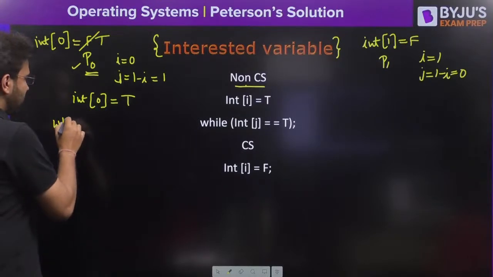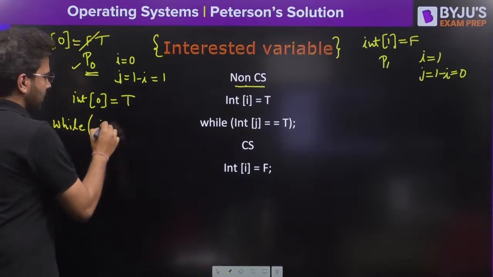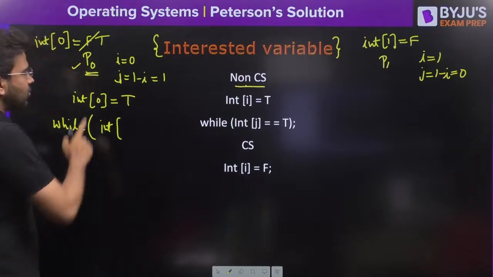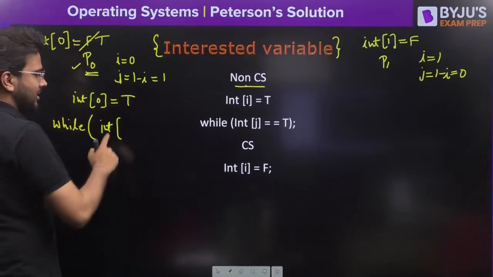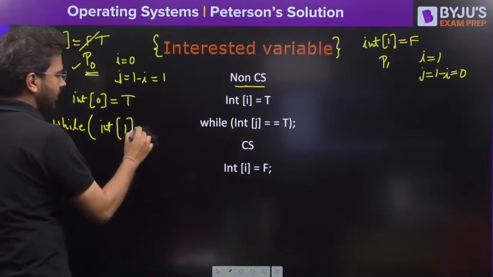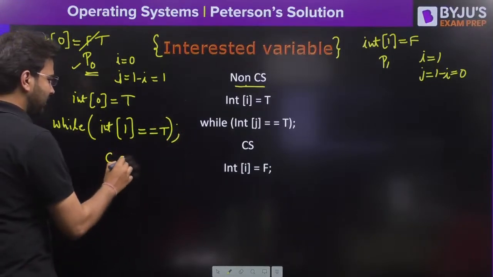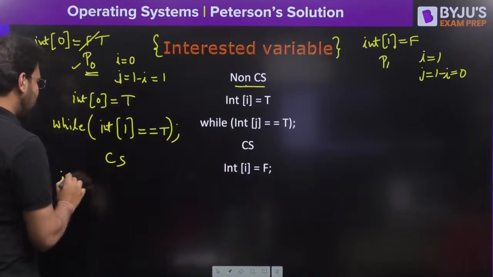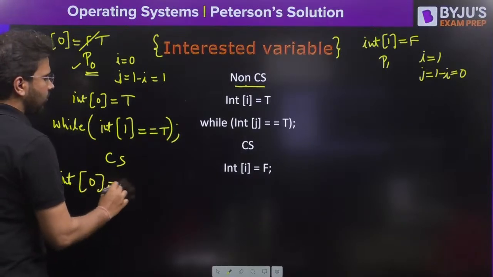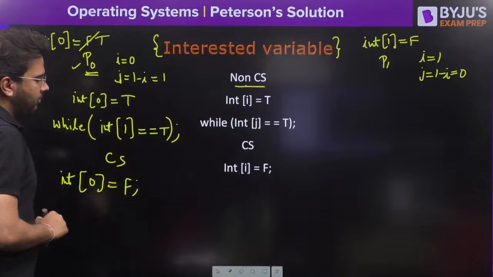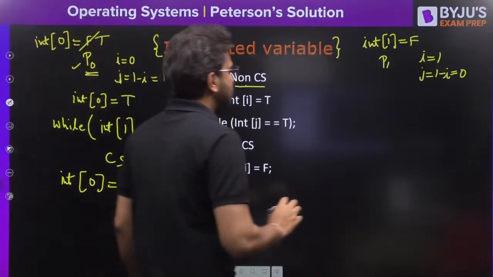Now while int of j, so when I am executing P0 process, int of j would be int of 1. So if it is equal to true, that we need to check. Then we have the critical section, and int of 0 will make false. Okay, we are going to make it false.